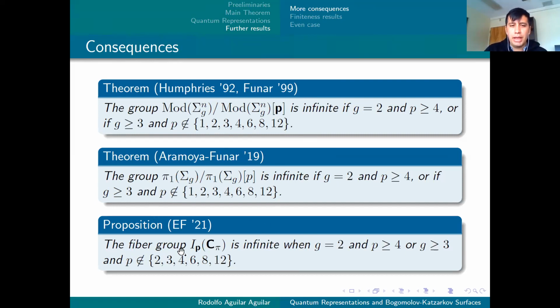These methods can be applied to show that under these conditions, this group will actually be infinite. I want to remark here that in the original paper of Katzarkov and Bogomolov, they suggested that it could be infinite. Then they didn't have a precise notion of where it was infinite, so they make it very precise here.